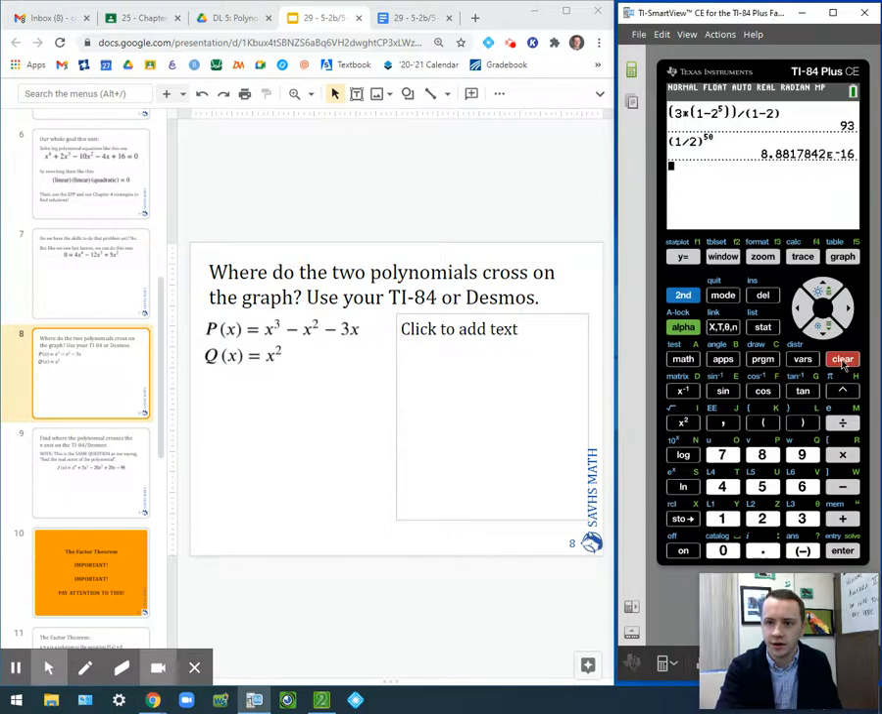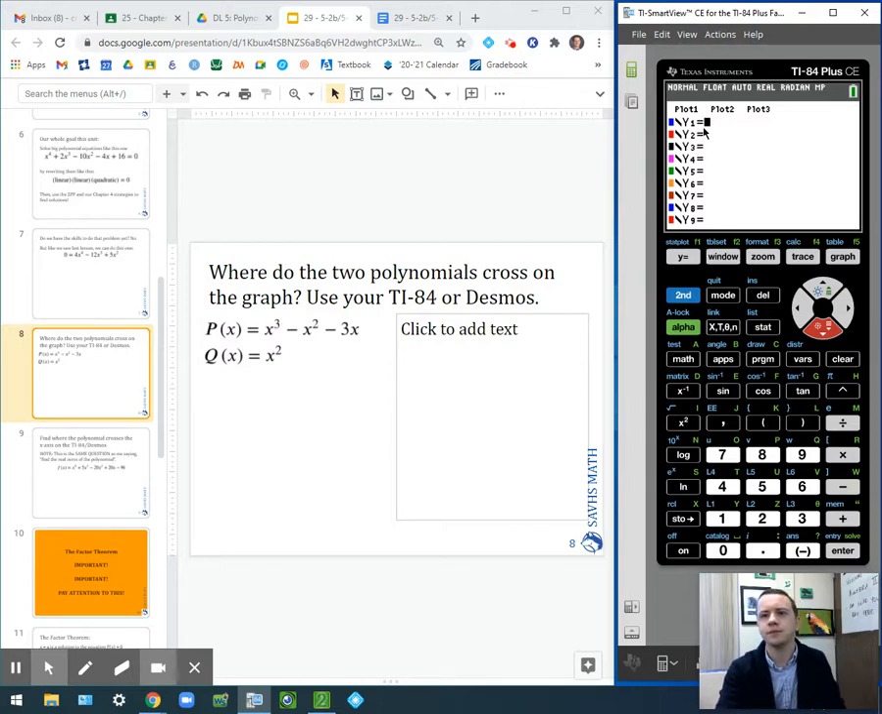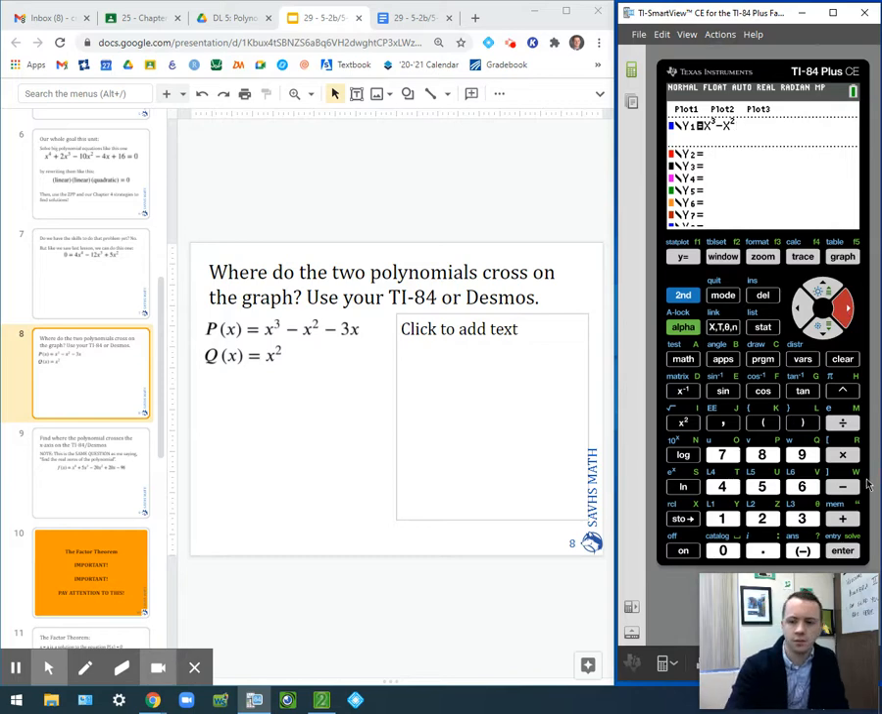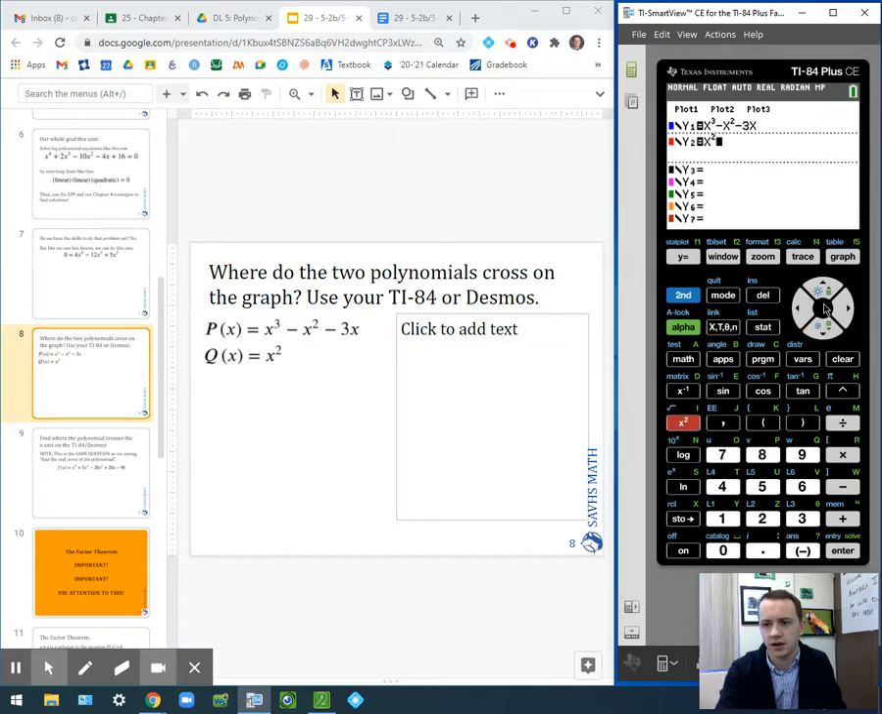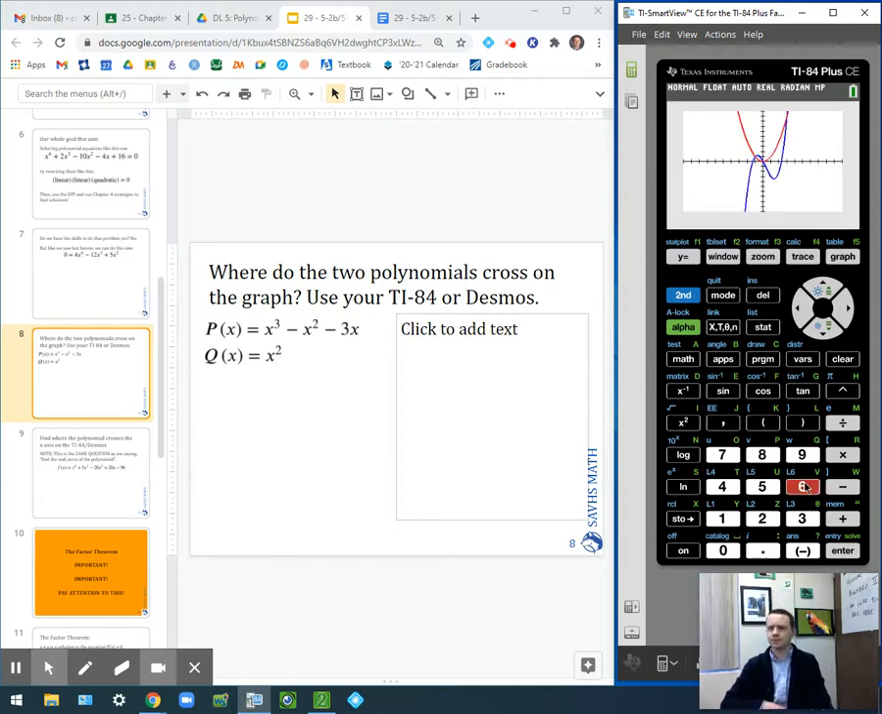So I'm going to clear my calculator out a little bit, hit y equals, clear, whatever, enter, turn that off. Okay, so what I'm going to do is type p of x in y1. So I'm going to type x to the third minus x squared minus 3x. Then I'm going to type q of x in y2, so x squared is all that is. Now I'm going to do zoom 6 to get my standard viewing window.